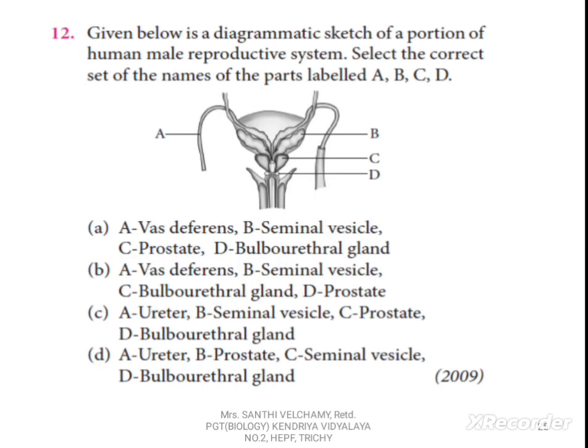Now next question. So here you have to observe the diagram, children, the diagrammatic figure, and this is the sketch. It shows the portion of a male reproductive system. You have to select the correct set of names of the parts labeled as A, B, C and D. Okay, so now you have to find the correct labeling given below. In the options you have to choose. Now let us find the correct answer.